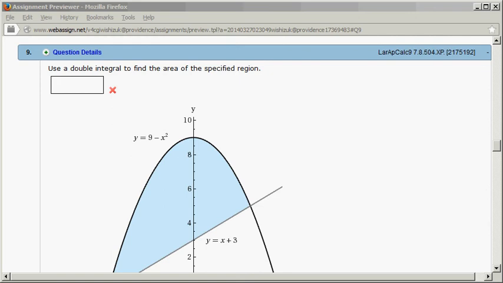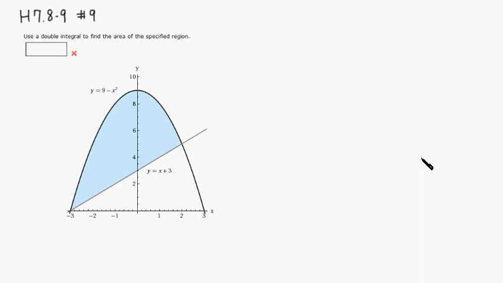Okay, let's look at the homework 7.8, 7.9, problem number 9. So we want to use the double integral to find the area of this shaded region. Alright, so let's do that. The area is going to be a double integral.